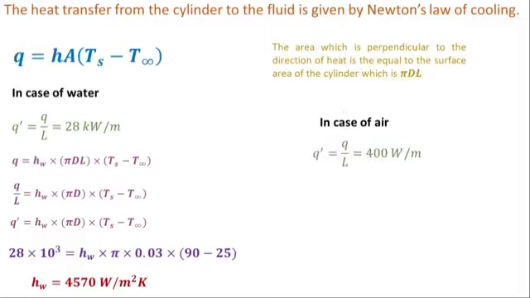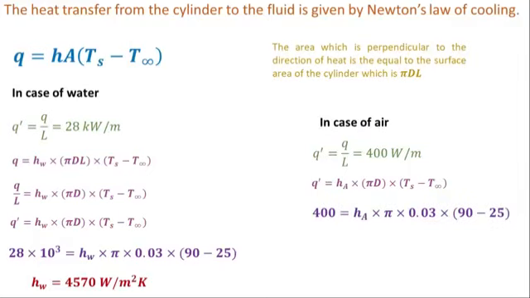Now, for air, Q', which is heat loss per unit length, is 400 watt per meter. Again, we will utilize Newton's law of cooling, and when we put the value of Q', diameter, Ts, and T∞, the heat transfer coefficient for air comes out to be 65.3 watt per meter square Kelvin. This is all about this problem.